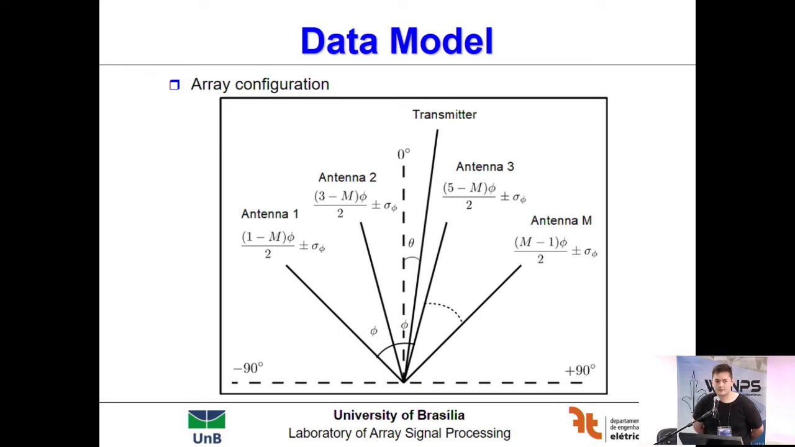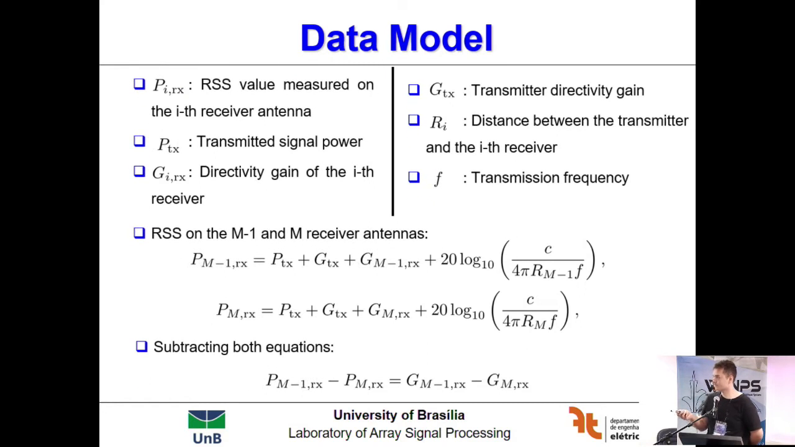Well, this figure graphically represents an array with M directional antennas and the transmitter position, where phi is the angular spacing between the antennas, theta is the transmitter direction of arrival, and sigma phi is the perturbation in the angular spacing.